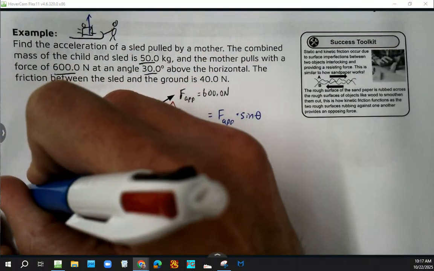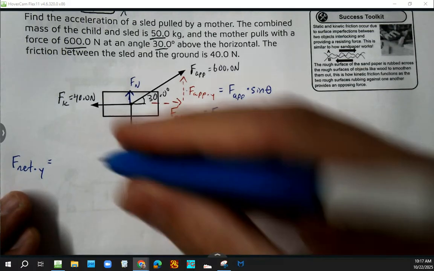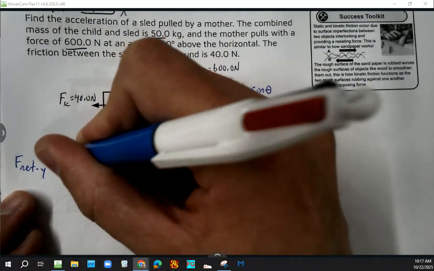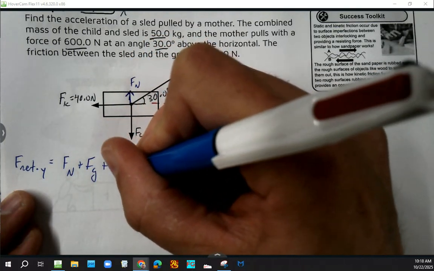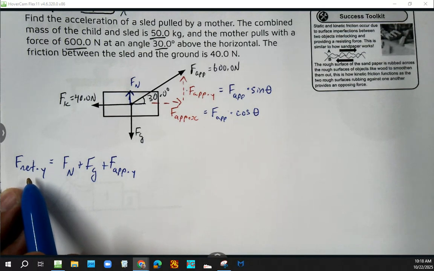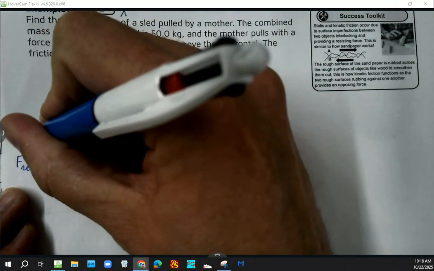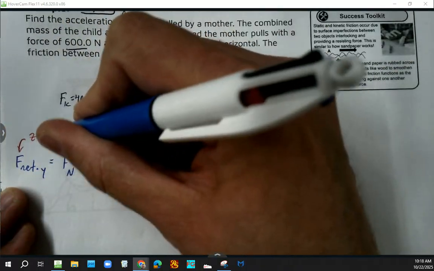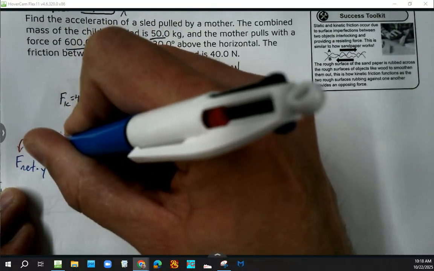F net Y, being a Y thinker right now, for anything that's sliding across a surface, even if there's an applied force, F net Y, in this case, would be F normal plus Fg plus F applied Y, the Y component of the applied force. But if you're sliding something across the surface of a table, in the special case, maybe I'll even put this in writing. We'll say that it's 0 if the sled doesn't go flying.